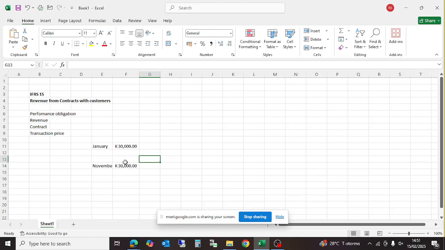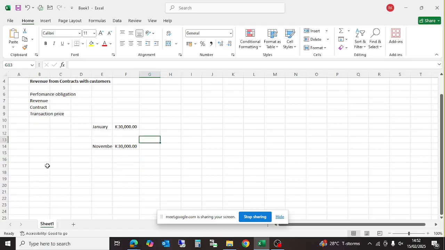Now let's talk about measurement. How do we measure and recognize International Financial Reporting Standard number 15, which talks about revenue from contracts with customers? We'll start with the recognition. In terms of the recognition of revenue, we use what we call the 5-step model to recognize revenue.